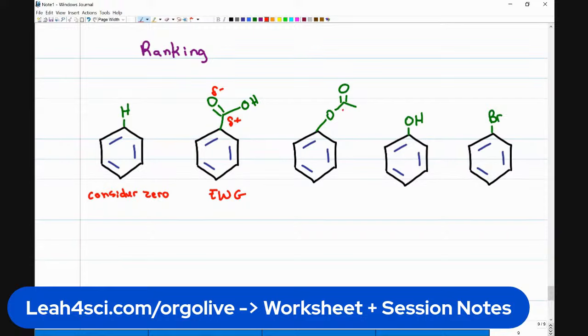The next one is also a carbonyl, but the carbonyl is not directly attached to the benzene ring. It's an oxygen with lone electron pairs that are capable of resonance that are attached. Resonating electrons are electron donating. These are activating.